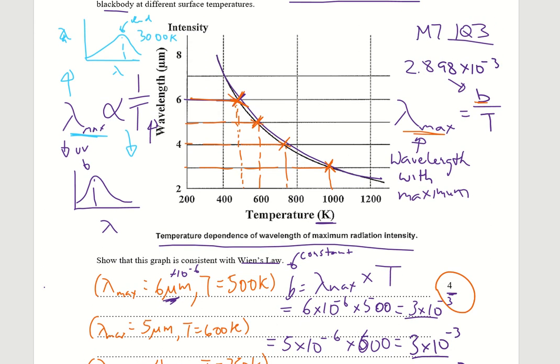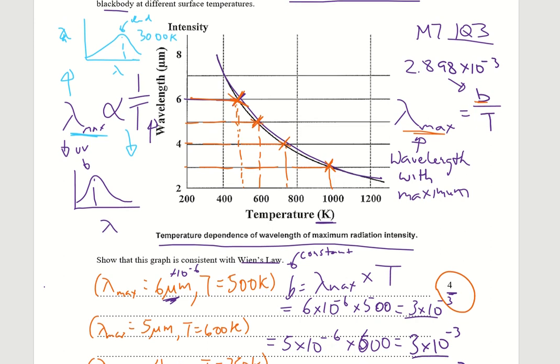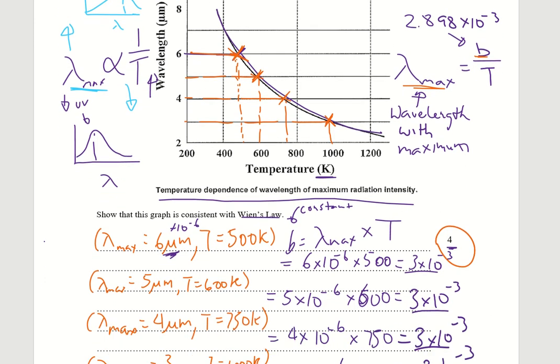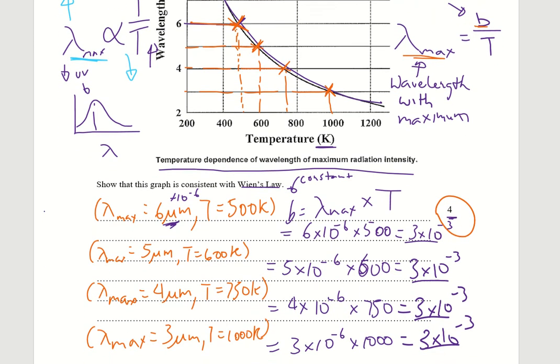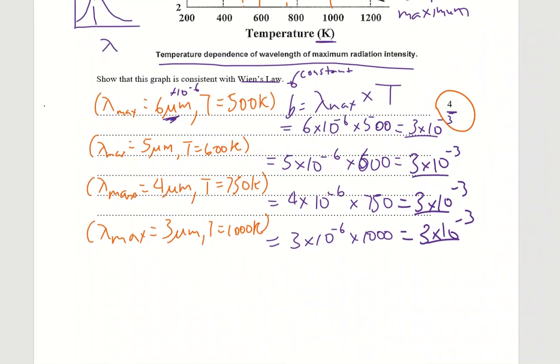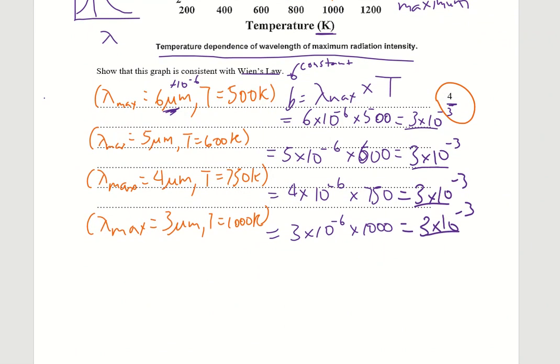So the actual number is 2.898 times 10 to the minus 3. So we're within very similar values here. Okay. So what we've actually done, we've shown that we are being consistent with Wien's law. We have shown that b is a constant here. So now that we have shown the evidence, we need to make a conclusion to this question.